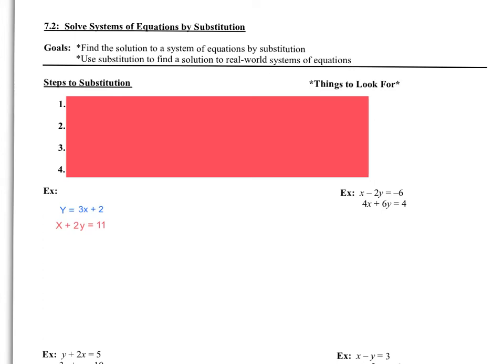In this section, we're going to learn a new method on how to solve a system of equations. So in 7.1, we graphed a system of equations to solve it. So it was a timely process. You had to graph 2 lines and then search for the point of intersection. This time we're going to solve by substitution.